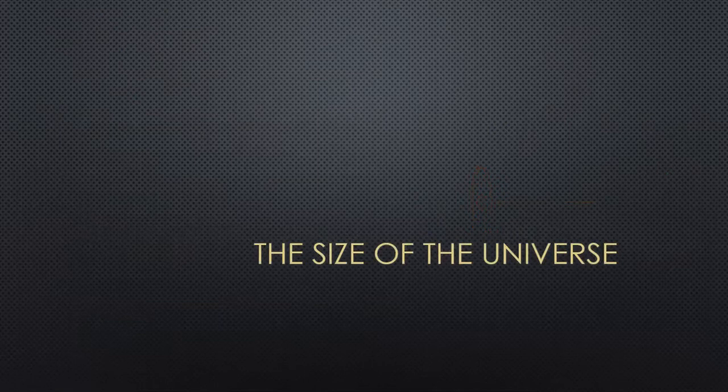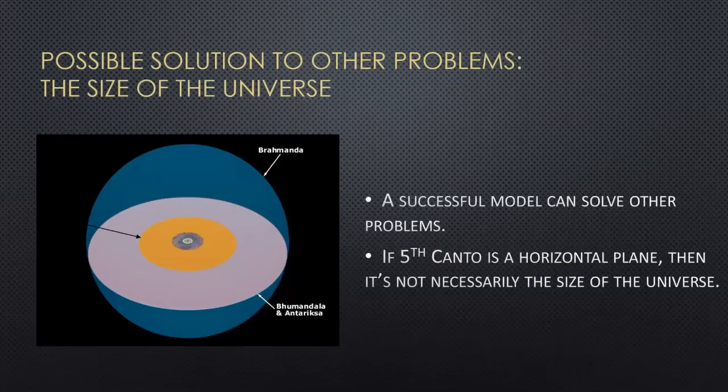Now let's look at some other things that this model we're creating can explain, such as the size of the universe. If you remember, we talked about how the Vedic universe, the Bhumandala, goes a little bit beyond the orbit of Uranus. Then somebody might say, what about Neptune? What about Pluto? What about the Milky Way? What about the whole universe? Is the 5th canto saying that our universe is so small, that everything is so small?